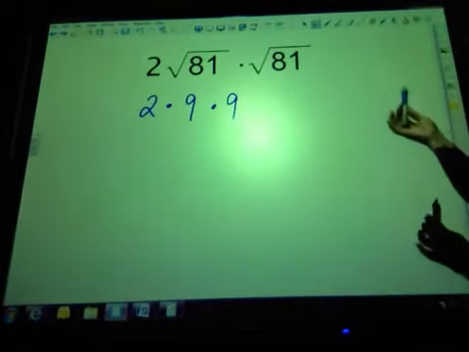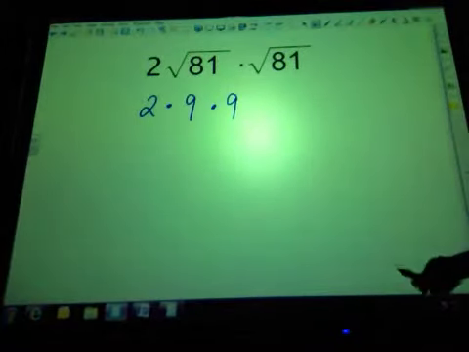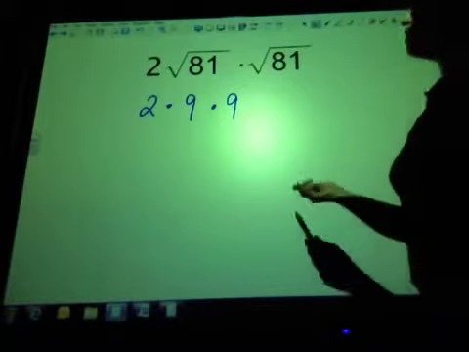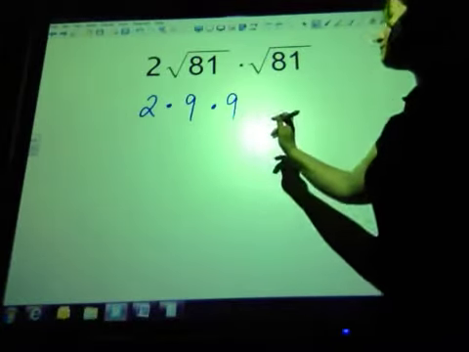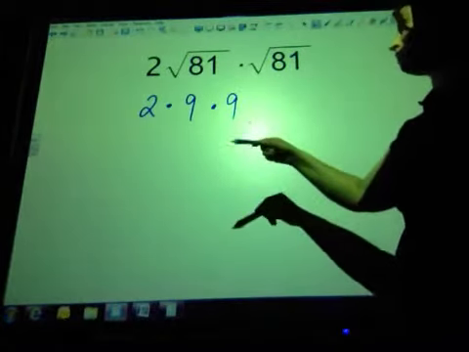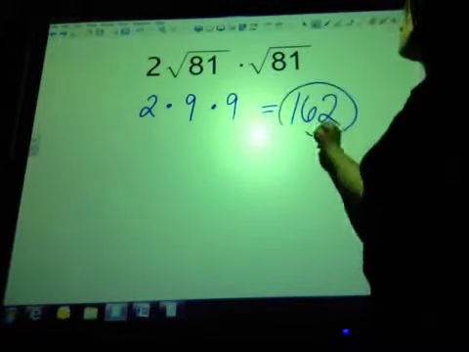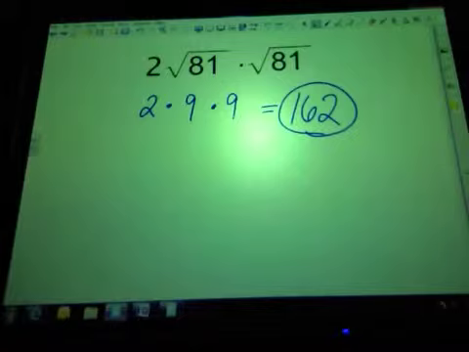In this problem, both of my square root signs disappear. So I don't need to worry about them anymore. So I have 2 times 9 times 9. 9 times 9 is 81. 81 times 2 would be 162. So this most simplified is 162.